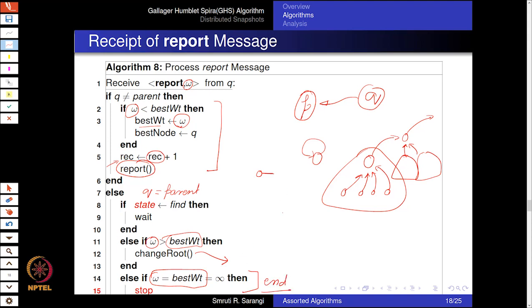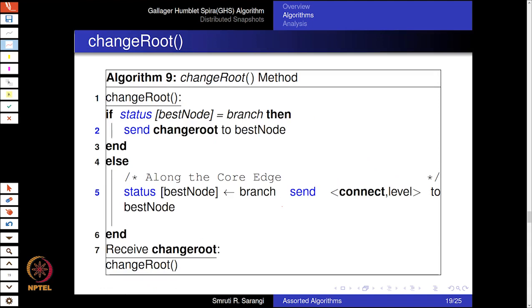Now the structure of the parent is quite important. If you go back to the connect message, the parent thing is quite important, but I would like to discuss change route first before going to parent because they are connected. So let us now discuss the last algorithm, which is the change route method. Here, we have found out in the entire fragment which node is connected to the least weight edge. So this has been found out.